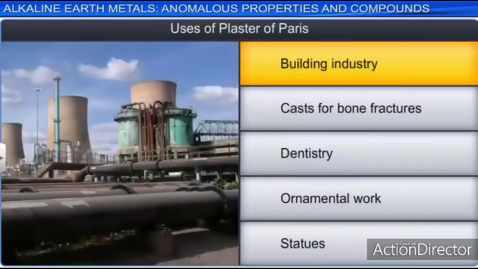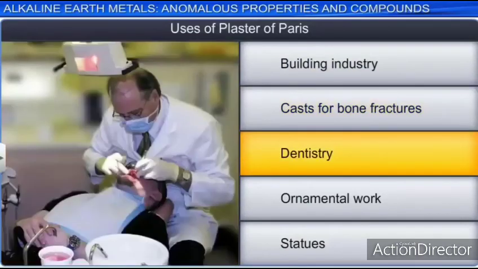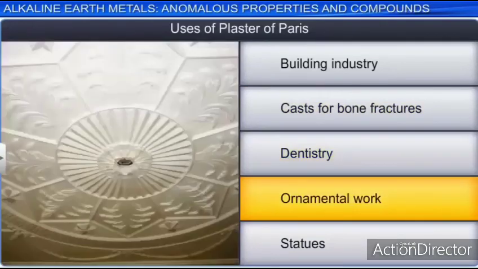Plaster of Paris is used in the building industry. In medicine, it is also used to prepare casts to set bone fractures. It has applications in dentistry too. Besides, plaster of Paris is used for ornamental work, such as the ceiling medallion shown here, as well as statues.